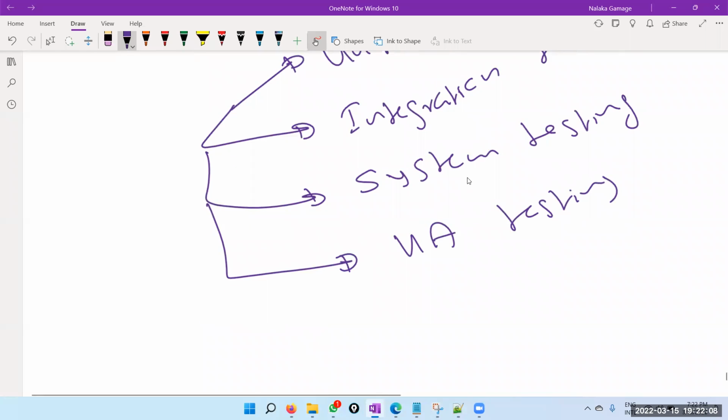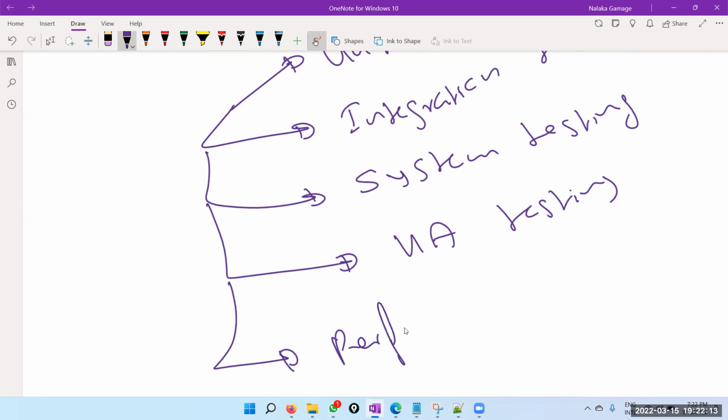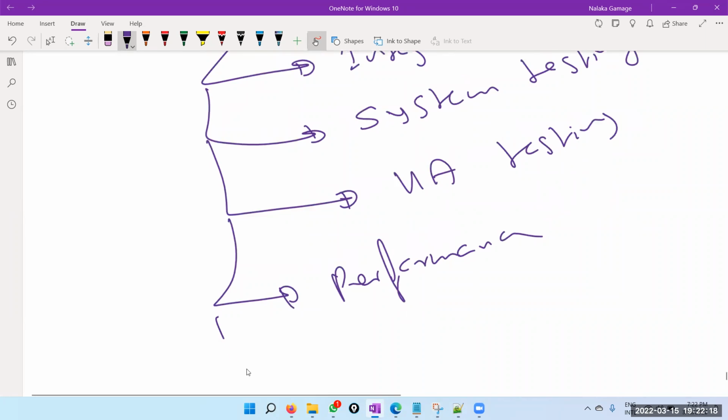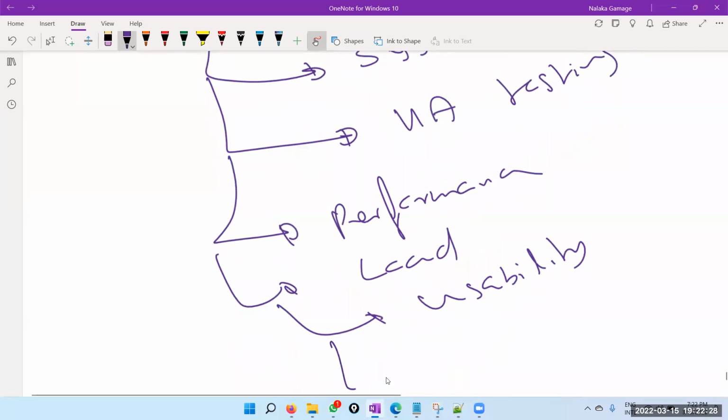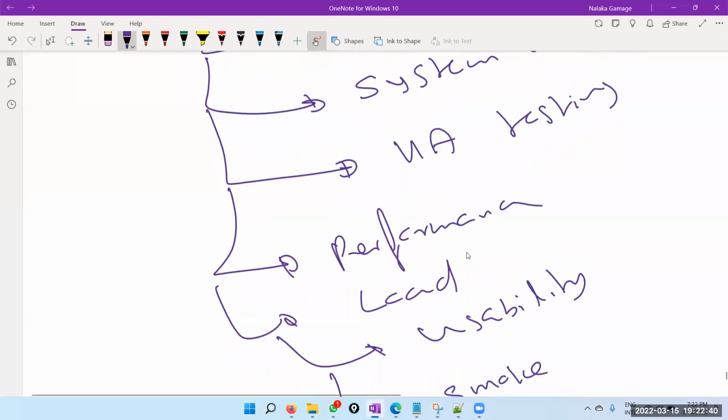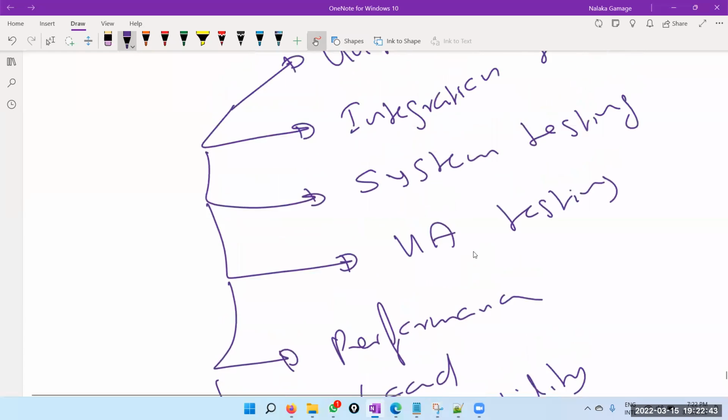So other than those four types of testing, there can be some other testings like performance testing, load testing, usability testing. Then there are some other testings like smoke testing. So those are some different testings. Let's take them one by one very quickly. You have to refer to your notes. I'm just giving you the overview only.